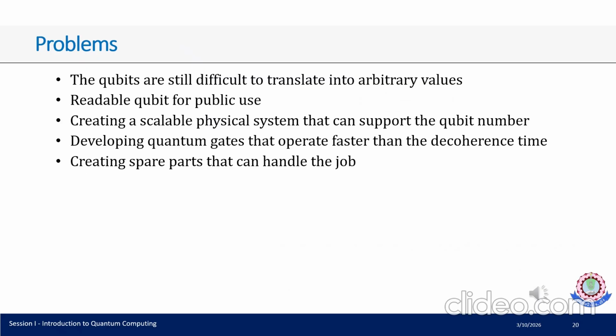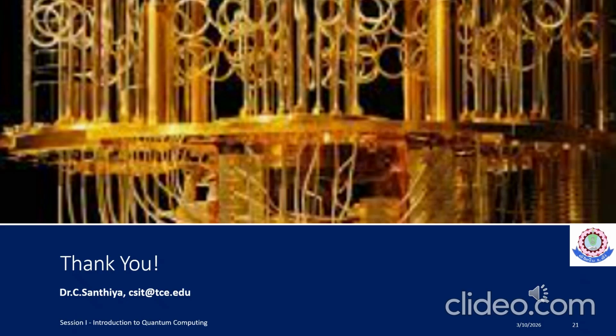The problems of quantum computing: qubits are still difficult to translate into arbitrary values. Readable qubits for public keys are a problem, because every reader is going to identify a different answer at the time of reading, since the qubit is holding a superposition state. Creating a scalable physical system that can support the quantum numbers is really cumbersome. Developing quantum gates that operate faster than the decoherence time is another. Creating spare parts that can handle the jobs is also going to be a problem.